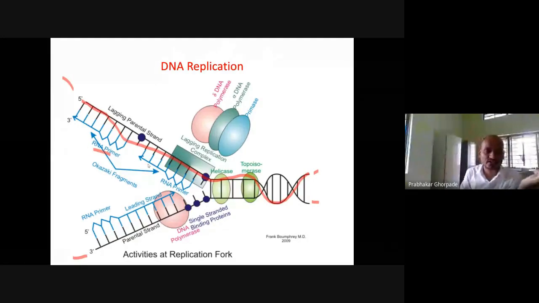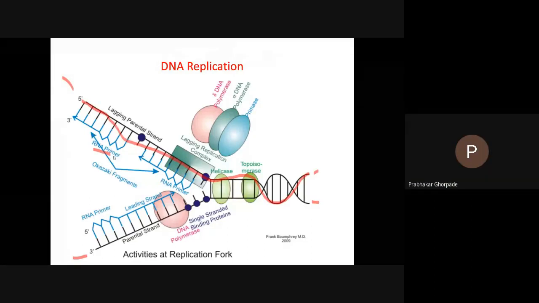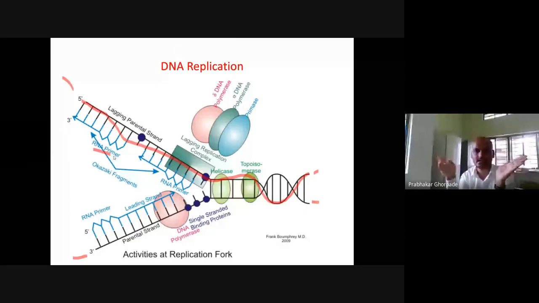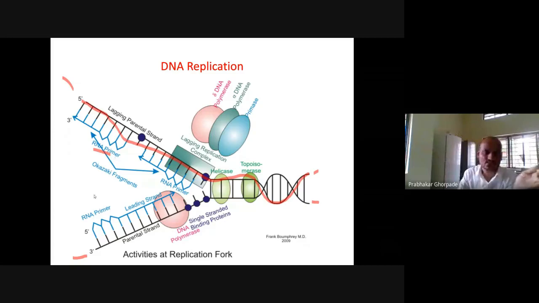This replication fork has to open. One strand will be called the lagging strand and the other the leading strand. For the lagging strand, the direction of replication will be from the fork outward, and for the leading strand, the direction will be from outside toward the fork. The direction is 5' to 3' in both, but there will be Okazaki fragments on the lagging strand. That is why Okazaki fragments are present in the lagging strand.